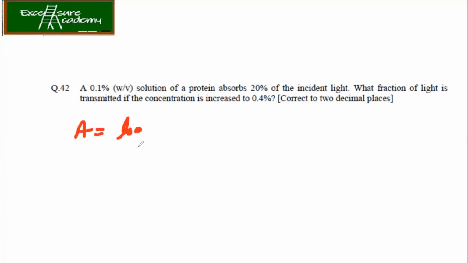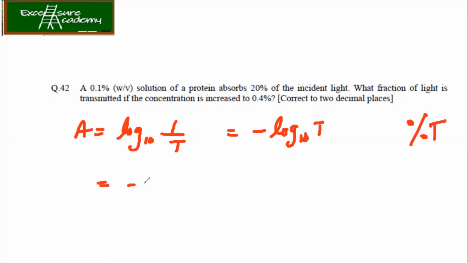So absorbance is equal to log10 of 1 by T, where A is absorbance and T is the transmittance. This can also be written as minus log10 T. Now, what is T over here? That is your T percentage, right? T percentage.